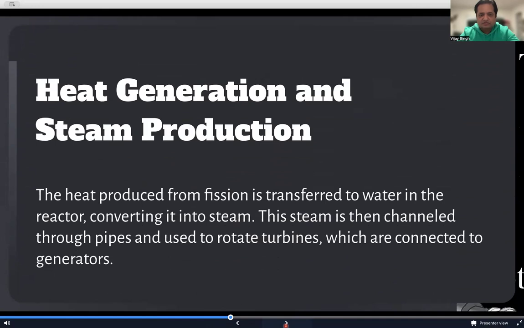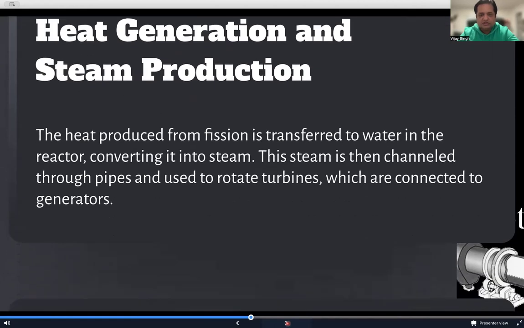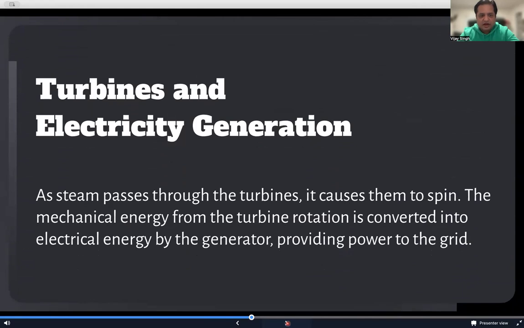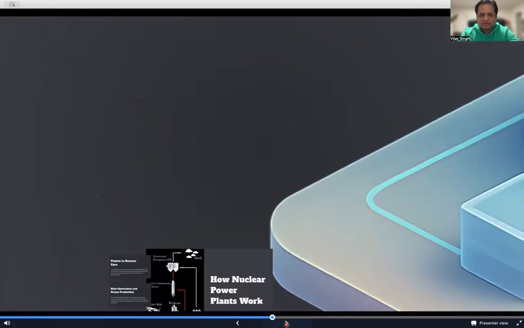Then water is passed through the pipes to the core, and the heat generated is used to produce steam. Heat produced from the fission is transferred to water in the reactor, converting into steam. This steam is then channeled through pipes and used to rotate turbines, which are connected to generators. As the steam passes through the turbine, it causes them to spin. The mechanical energy from the turbine rotation is converted into electrical energy by the generator, providing power to the grid. This is where electromagnetic induction comes into picture, and electromagnetic induction is used to generate electricity.